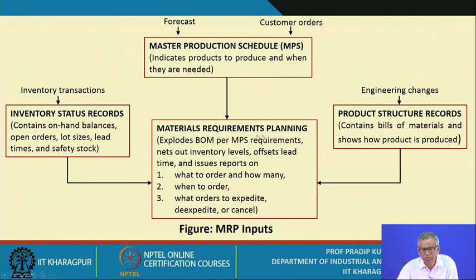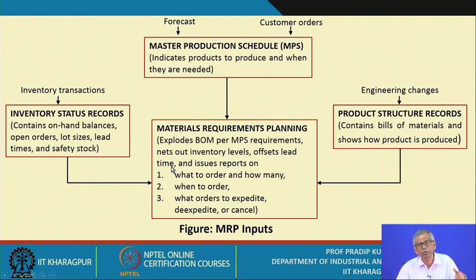Unless the MPS requirements are known, how can you explode the bill of materials? It's not necessary. And it nets out inventory levels, offsets lead time, and issues reports. So the net requirements are to be known, because already you refer to the inventory status against a particular item, the dependent demand item. So the net requirement will be known, and it offsets the lead times.